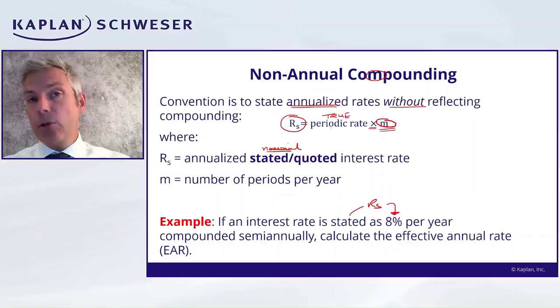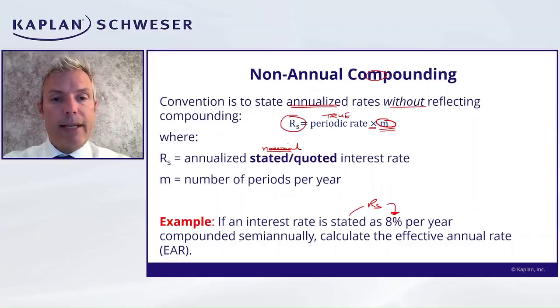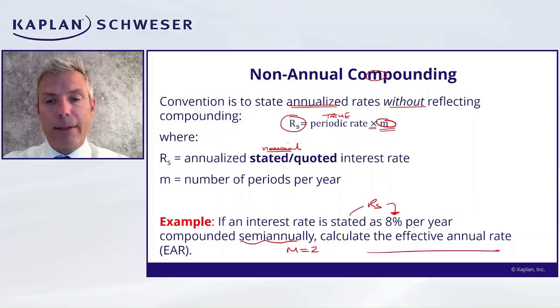Now, if compounding is non-annual, you're not actually going to earn 8% in a year. Here we see that compounding is semi-annual, so M is 2. And what that means is, we're going to take that 8%, carve it up into 2 parts, and apply 8 divided by 2, which is 4. We're going to apply that twice.